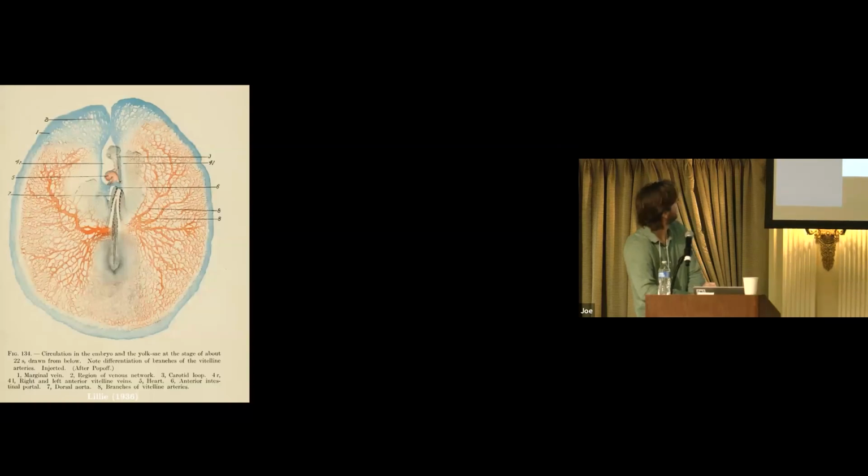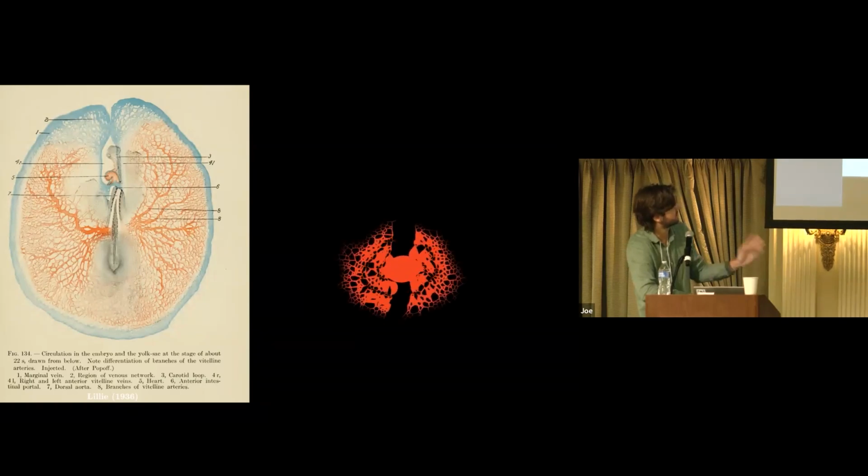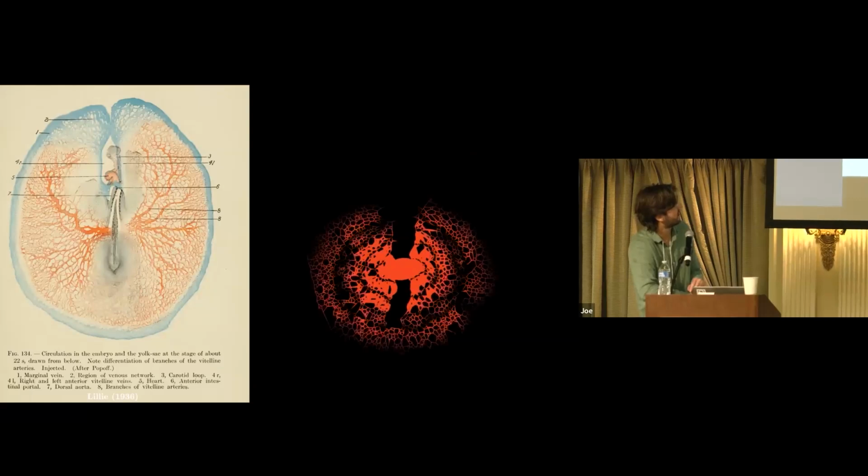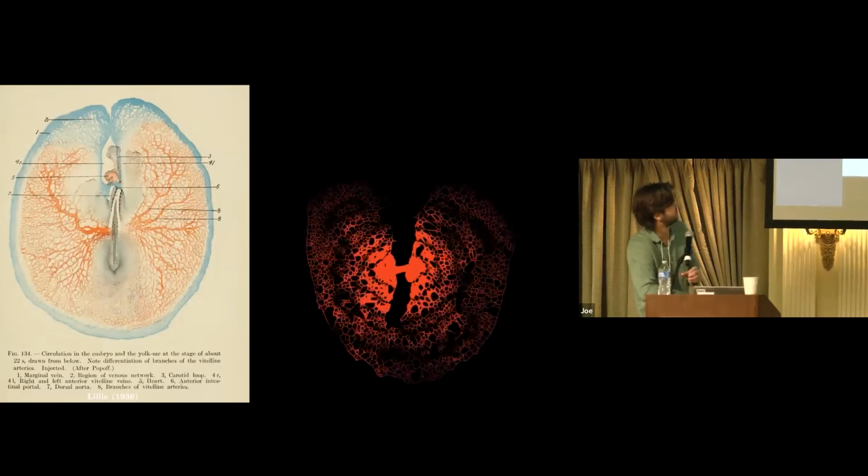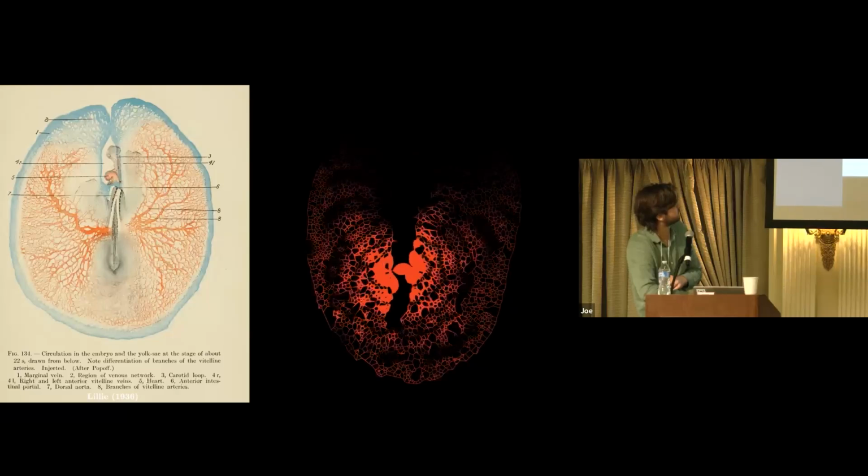And so here is a drawing by Frank Lilly, 1936, of the different components of the vasculature at this stage. And here, I've got some preliminary results. This is a sort of non-dimensionalized pressure magnitude starting from the heartbeat here and then pulsing through the entire network.